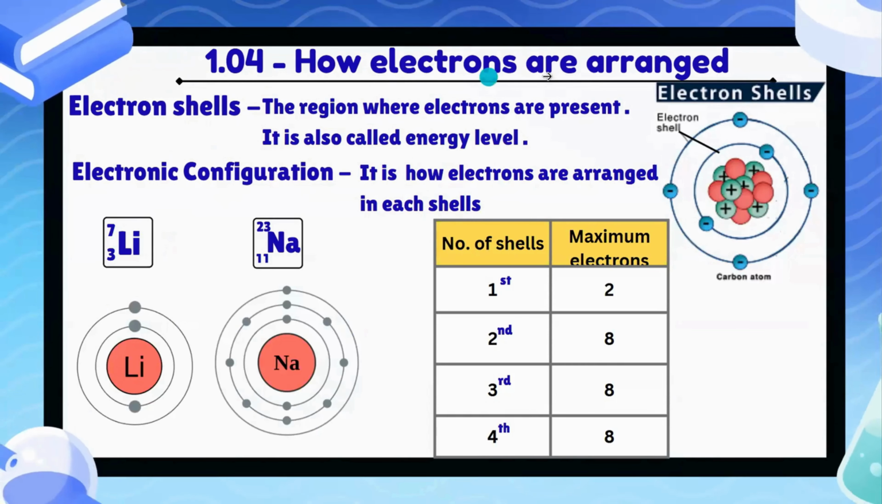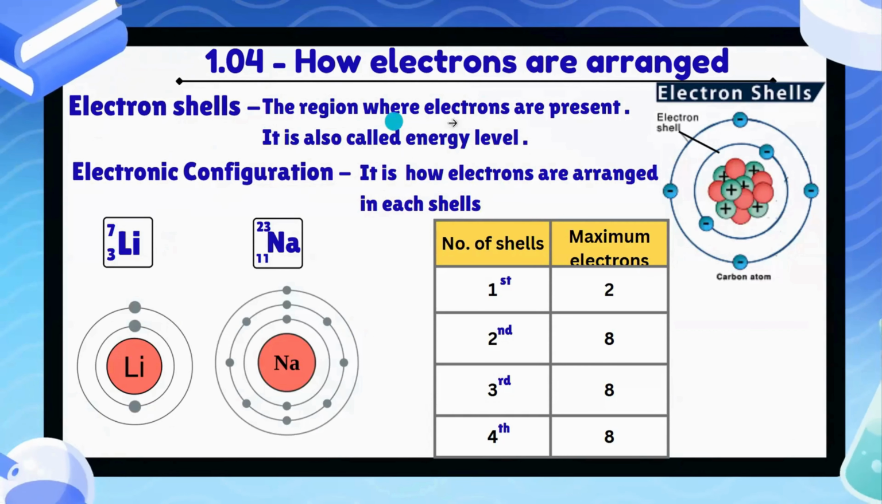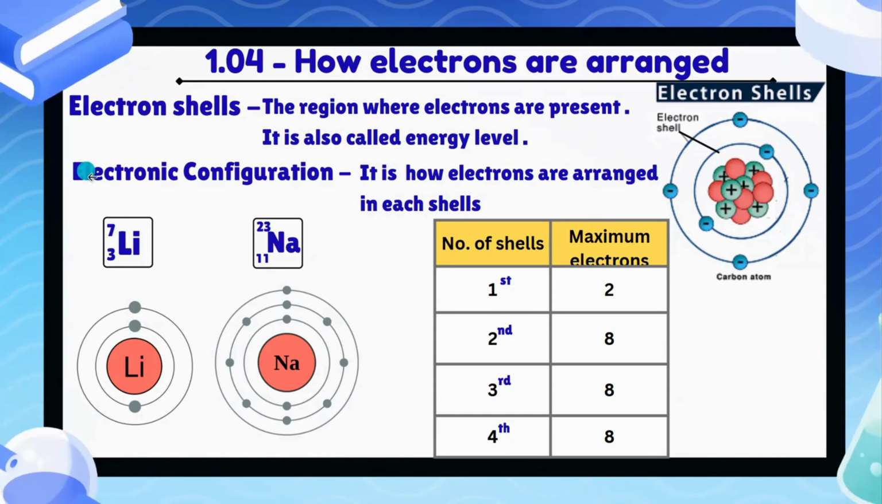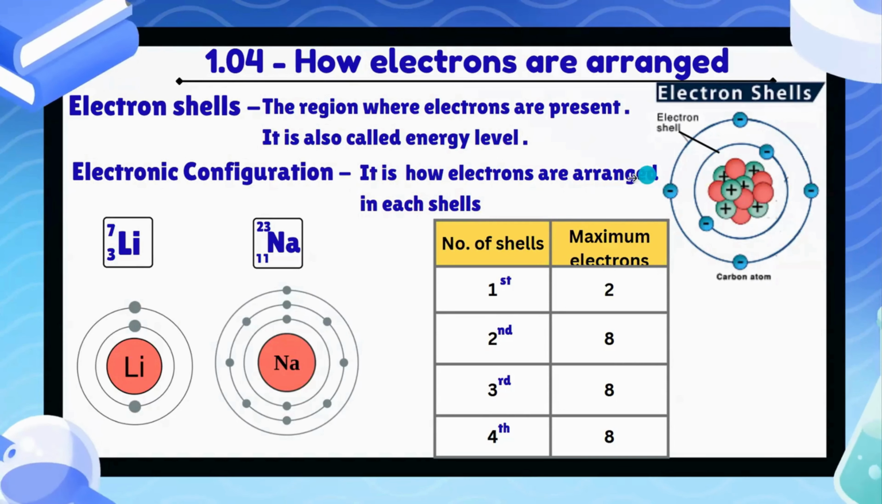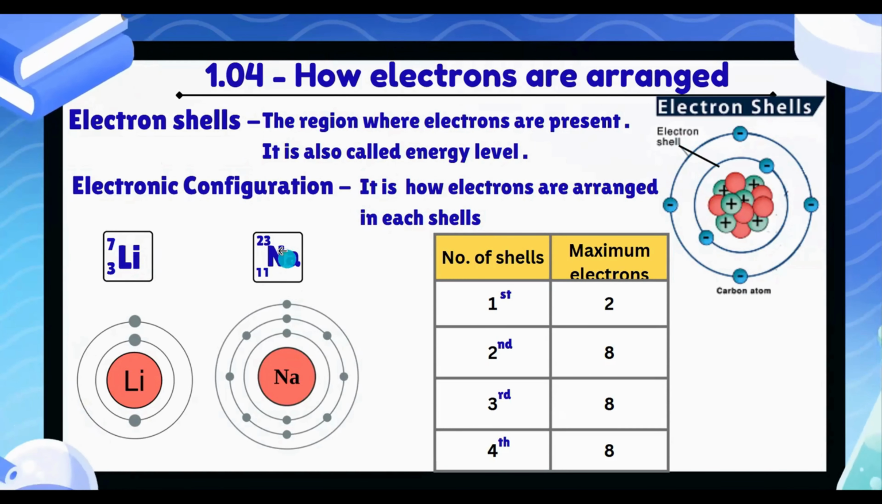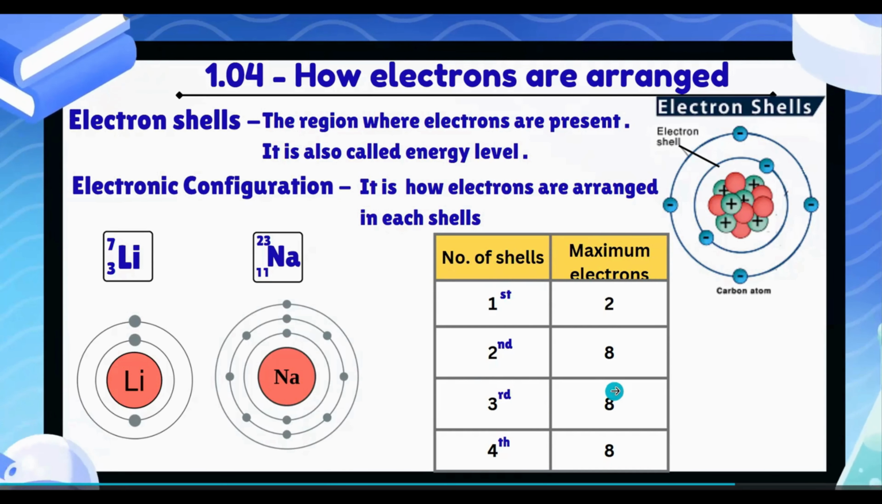1.04 How electrons are arranged? Electron shells, the place where electrons are present. It is also called energy level. Electronic configuration. It is how electrons are arranged in each shell. This is lithium and this is Na, sodium. Number of shells. First shell, maximum 2. Second shell, maximum 8. Third shell, maximum 8.